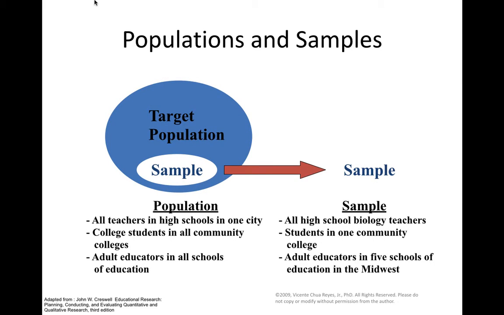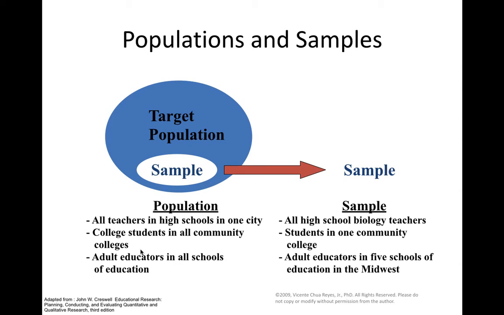Let's take a look at this graphic. The target population is the big circle here, shaded in blue, and the sample is only a part of the target population. For example, all teachers in high schools in one city could be the population, and a sample of that could be all high school biology teachers. Of course, they belong in that one city.